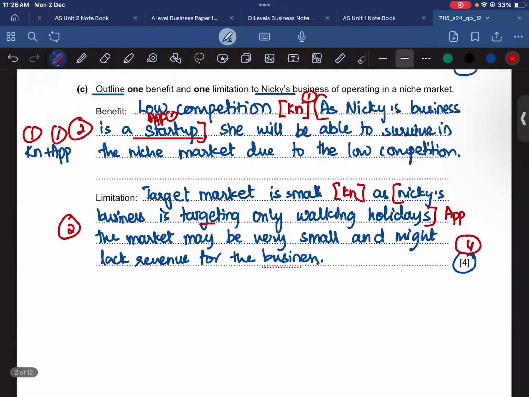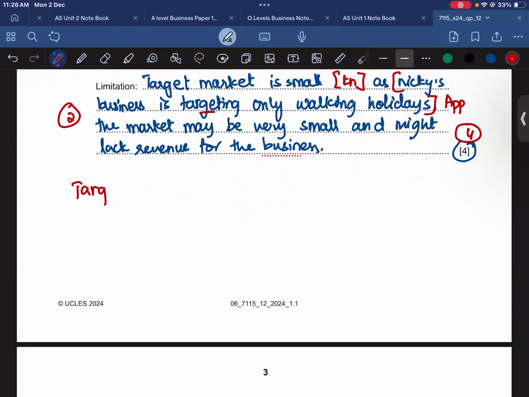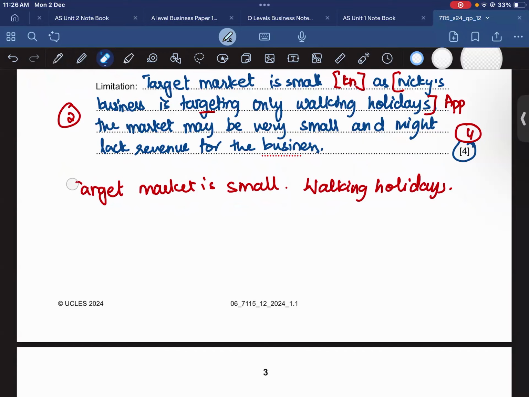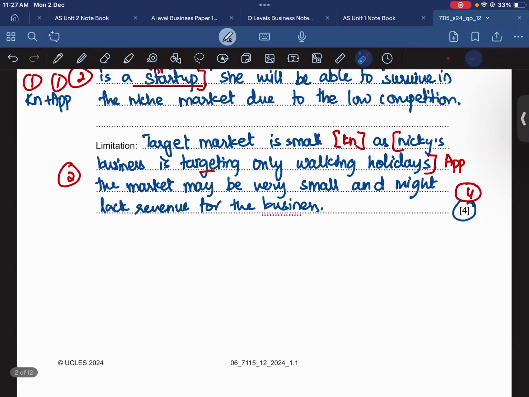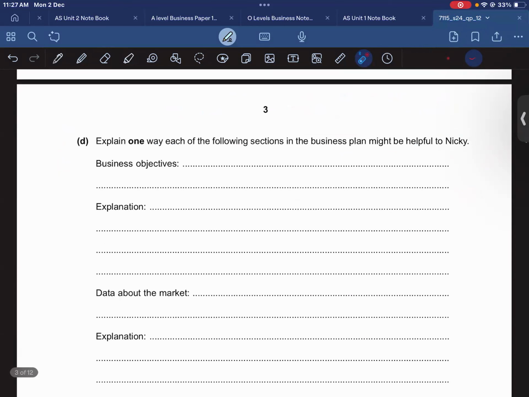Like if, for example, you write target market is small, full stop, and you just write working holidays because you see that this is from the case study, you will not get marks for application. You have to explain the point of knowledge with reference to the case study and can use some wordings from the case study to get the application marks. So this is what application is all about.